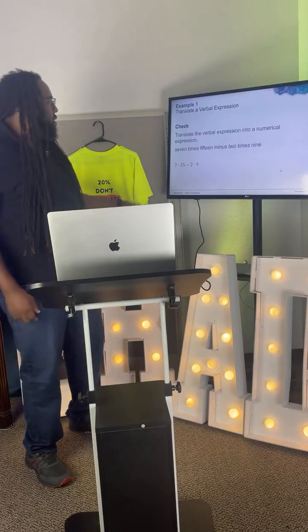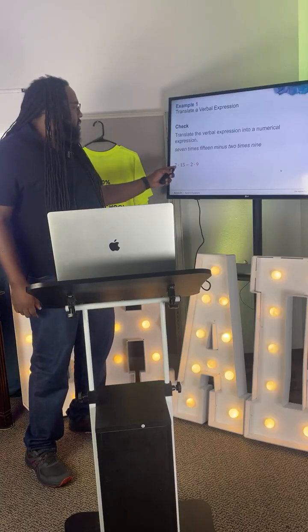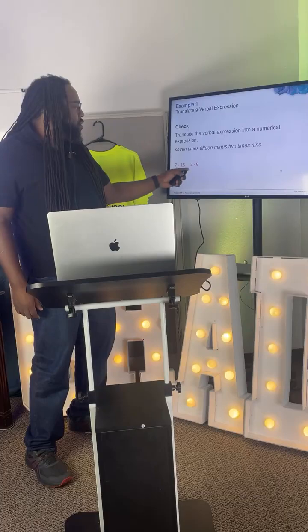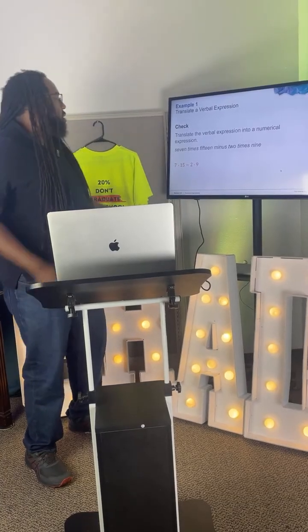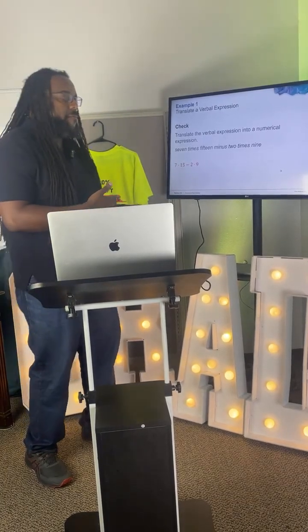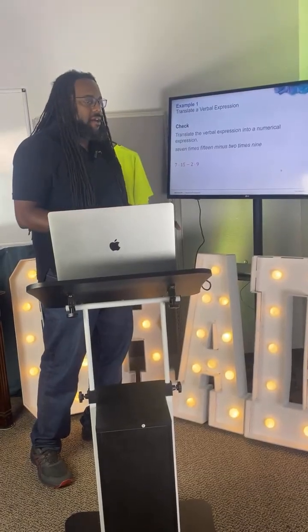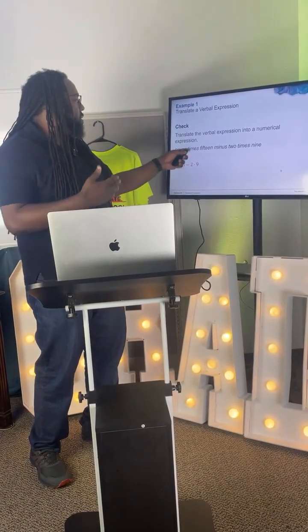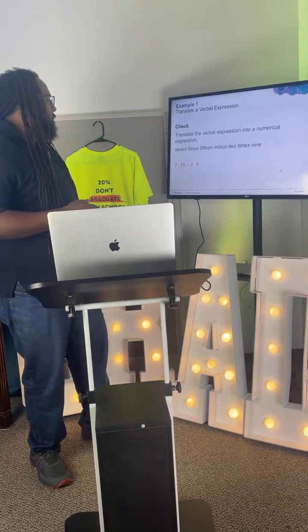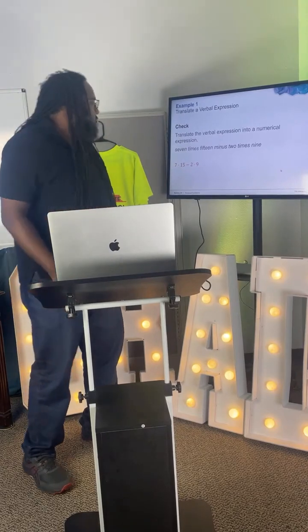And so right here, you can see the 7 times 15 minus 2 times 9. It's okay if you have the x's for multiplication or if you have the parentheses, as long as you have the right symbols for it.